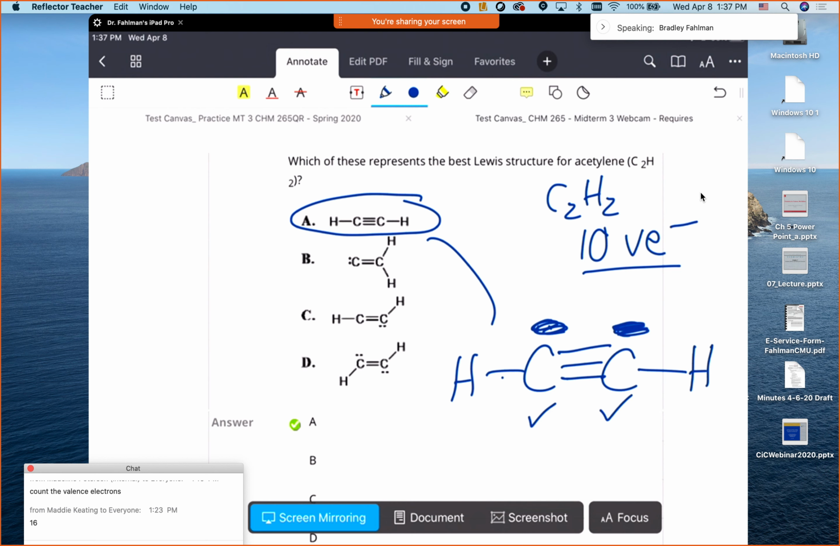So if you look at all these, again, the carbon doesn't have an octet, so that can't be right. This one, it doesn't have an octet. And then this one, I think it is 1, 2, 3, 4, 5, 6, 7, 8, 9, 10, 11, 12 electrons. So that has too many electrons. We only need 10.